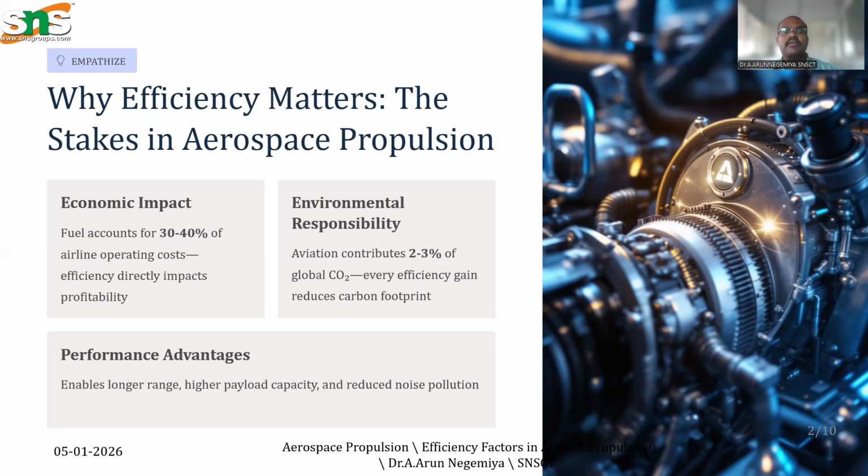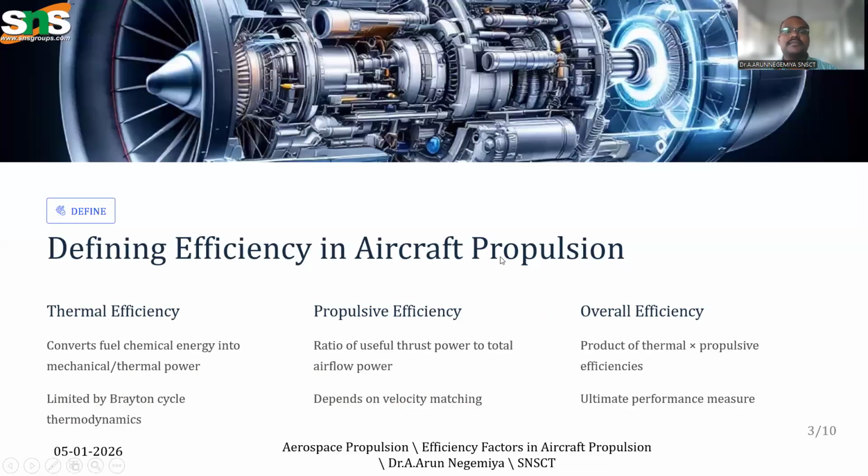Next one is the environmental responsibility. Globally, 2 to 3% of CO2 is emitted from aircraft. Next one is the performance advantages. In those cases, it enables longer range, higher payload capacity, and reduced noise pollution. So all these things can reduce the pollution.